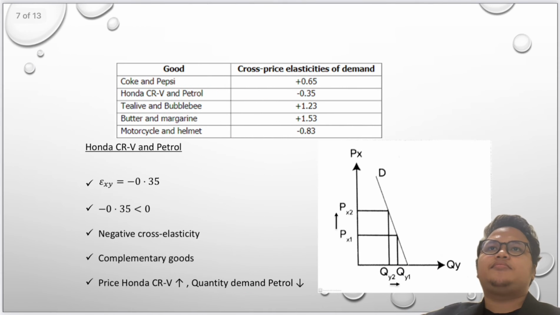Next is Honda CRV and petrol. The cross price elasticity of demand for Honda CRV and petrol is negative 0.35. We know that it is lower than 0, so this is a negative cross elasticity. Honda CRV and petrol are complementary goods, so when the price of Honda CRV increases, the quantity demanded for petrol will decrease.